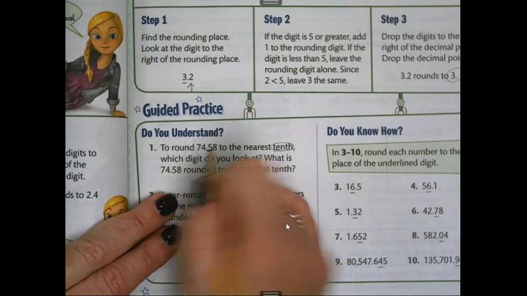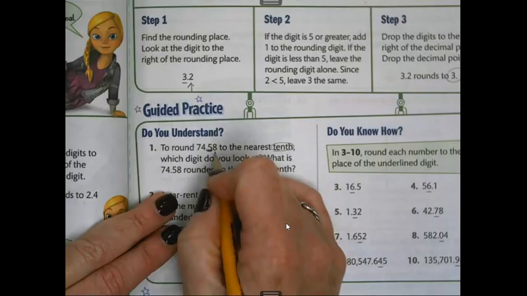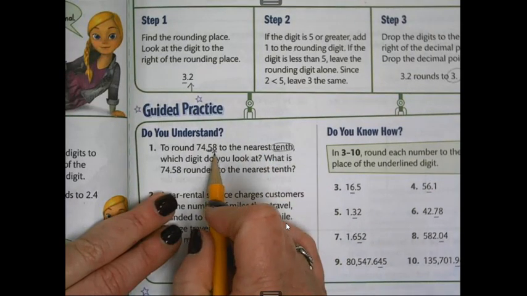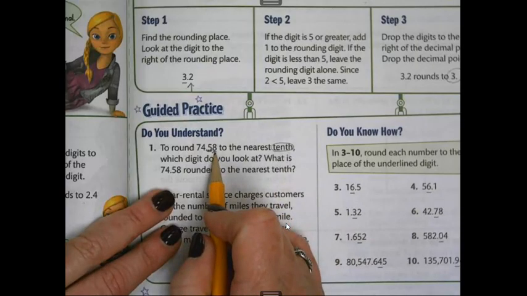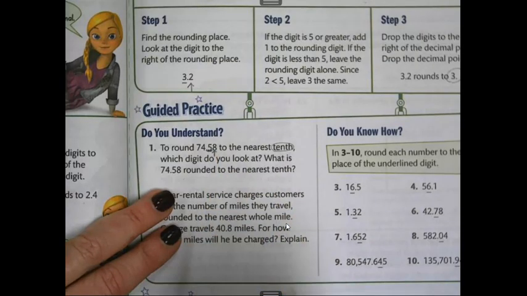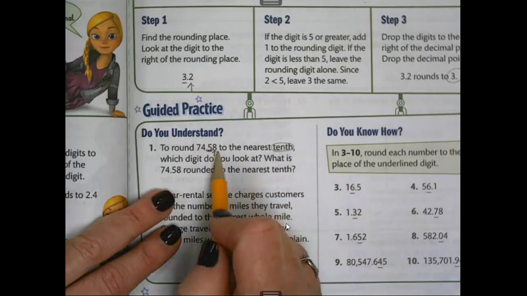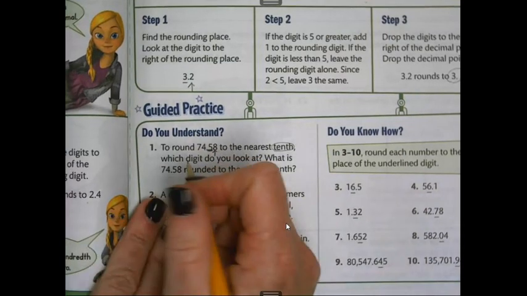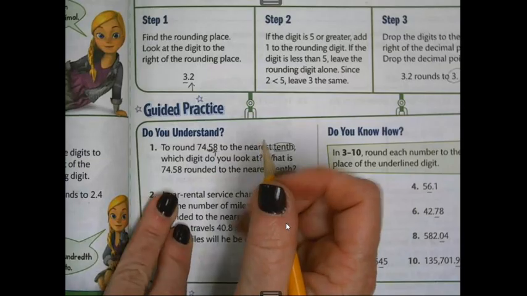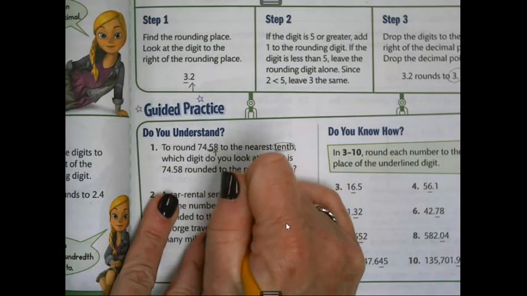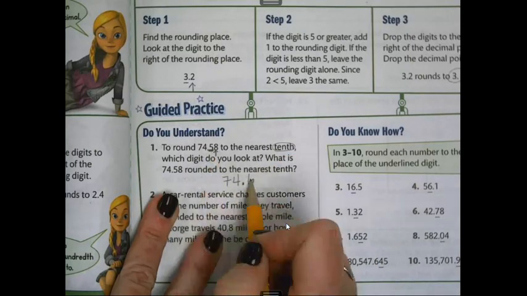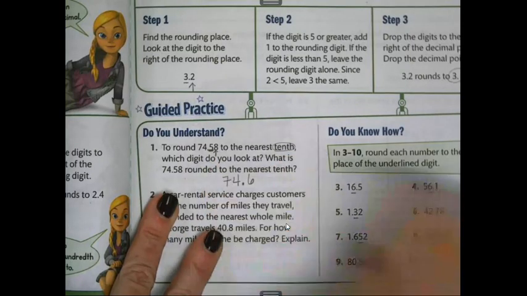So don't forget, we can look back at our rules or at our steps. We're going to look at the digit to the right of the rounding place. It is an 8. So what's going to happen? 8 is a 5 or above. So we're going to raise it up to 6. So this is going to become 74 and 6/10. And since we're rounding to the nearest tenth, then we get rid of all the digits to the right.